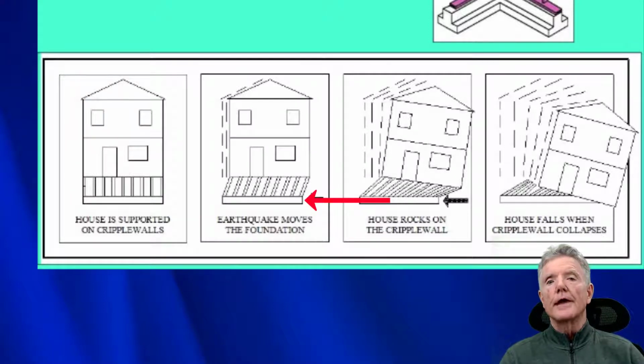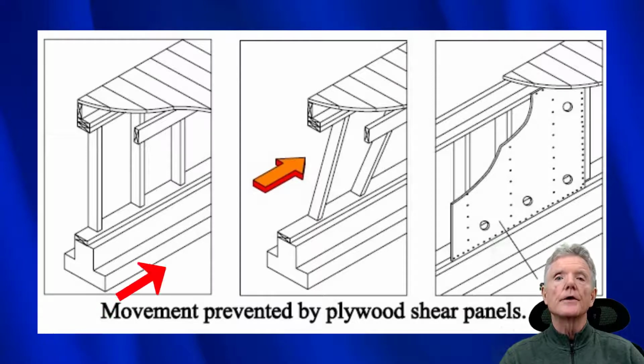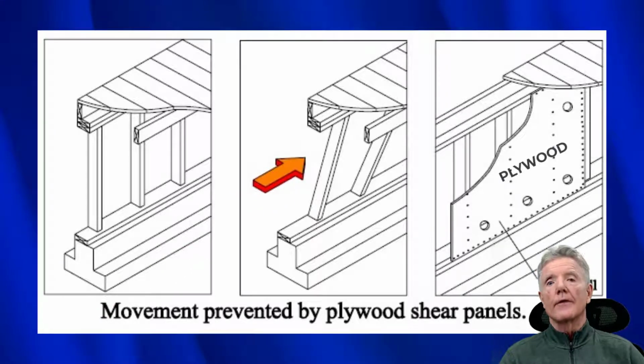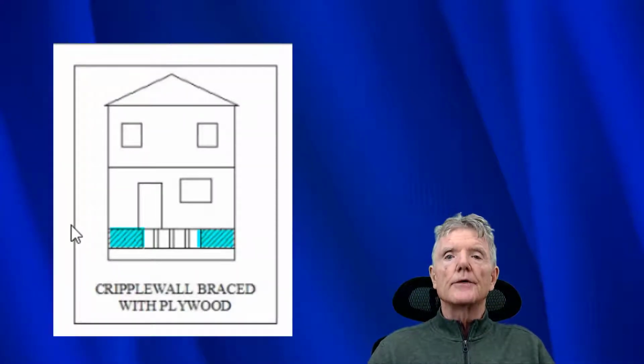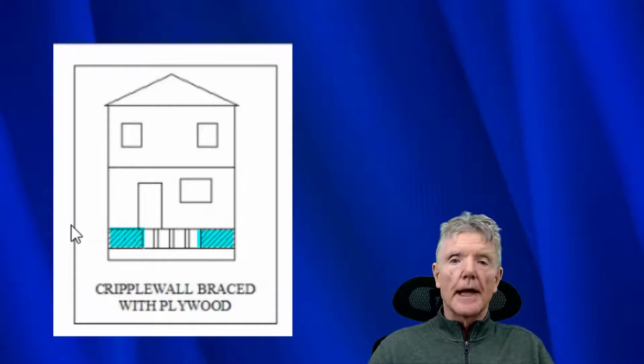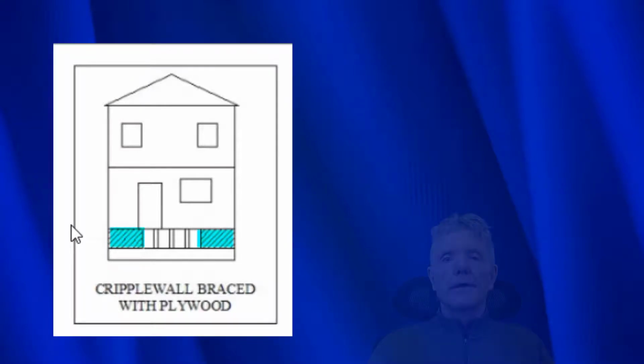So as you can see here, as the earthquake force tries to cause the cripple wall to collapse, we just put plywood on it to prevent that from happening. Preventing the cripple wall from collapsing is actually pretty simple. Just as we saw, you need to put plywood on it. So as you can see in this house, we have plywood on this end, and we put plywood over here. And notice we don't have to put plywood along the entire cripple wall.